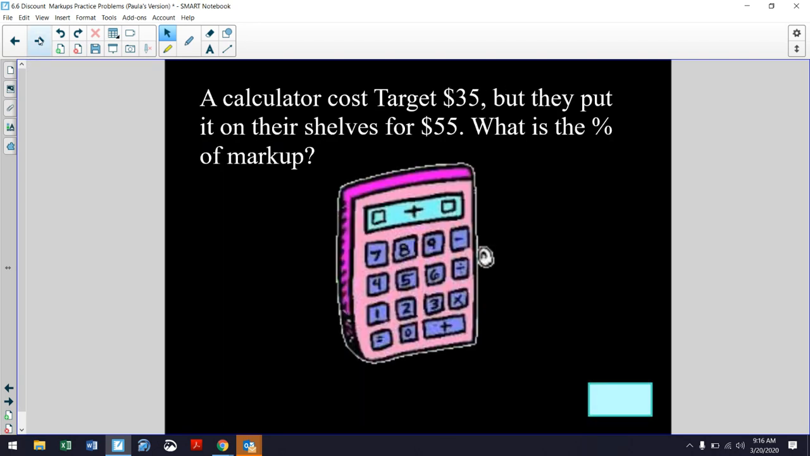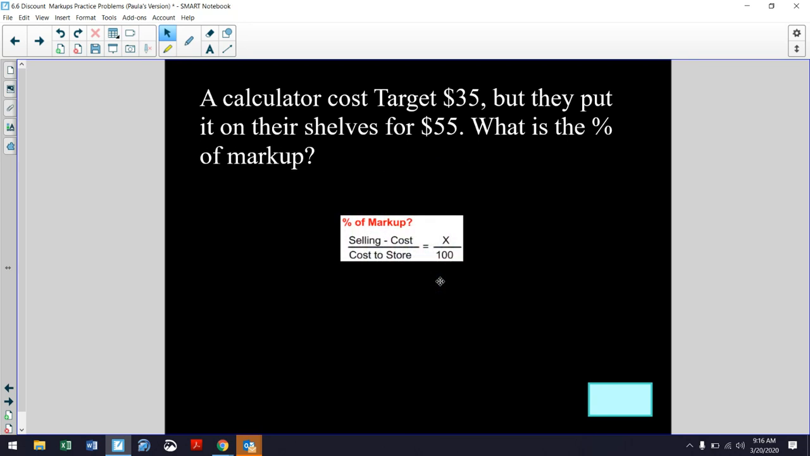A calculator costs Target $35, but they put it on their shelves for $55. What is the percent of markup? So look at your formula sheet, do the problem, pause the video, and come back to it. So percent of markup, plug in everything you know, and the percent of markup is 57%. Always make sure we're changing those decimals to percents when we're asked for a percent.